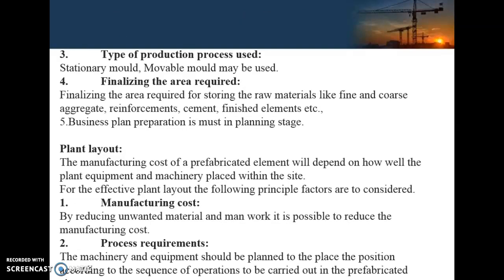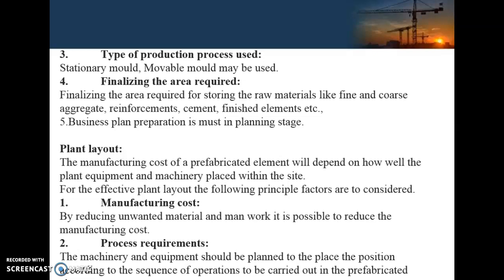Type of production process. There are two production processes, stationary mold and movable mold process. Then finalizing the area required. What are the areas required for the prefabrication plant? There will be some storing area for raw materials and casting area and stacking area. There are several areas for the prefabrication plant.